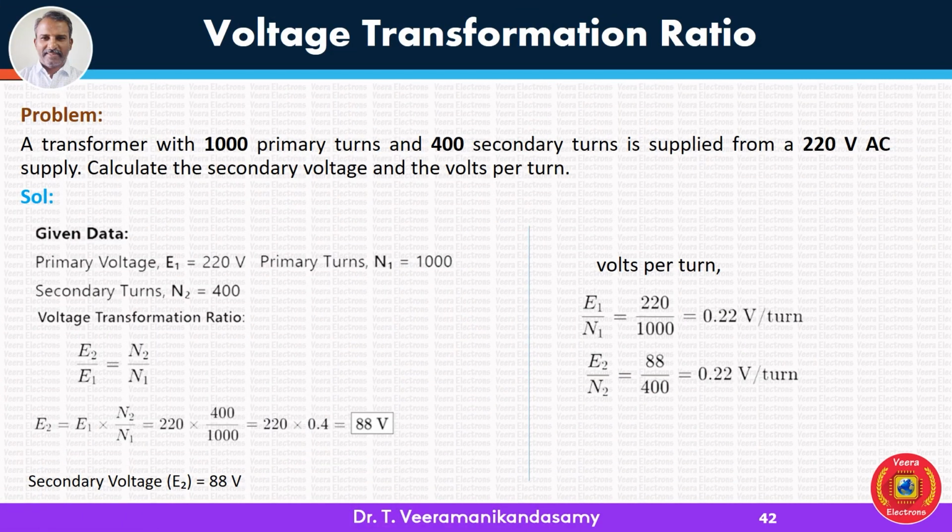Problem: let's look at a quick problem to apply this concept. A transformer with 1000 primary turns N1 and 400 secondary turns N2 is supplied from a 220 volt AC supply. We can use the transformation ratio to calculate the secondary voltage E2 and the volts per turn. Applying the formula, the secondary voltage E2 is found to be 88 volts.